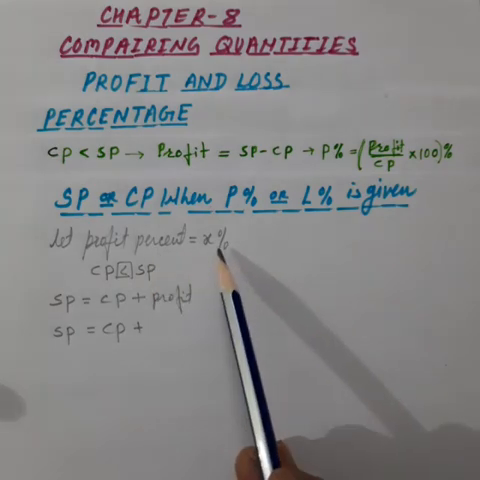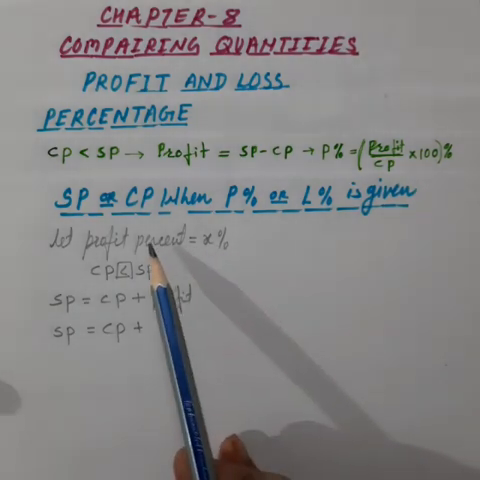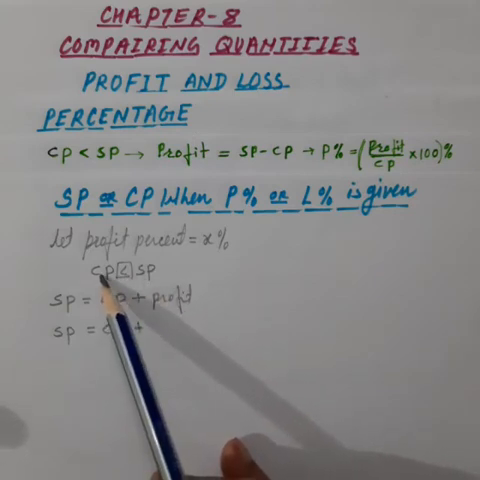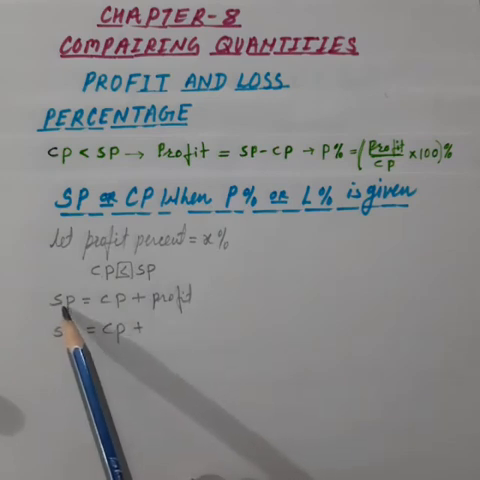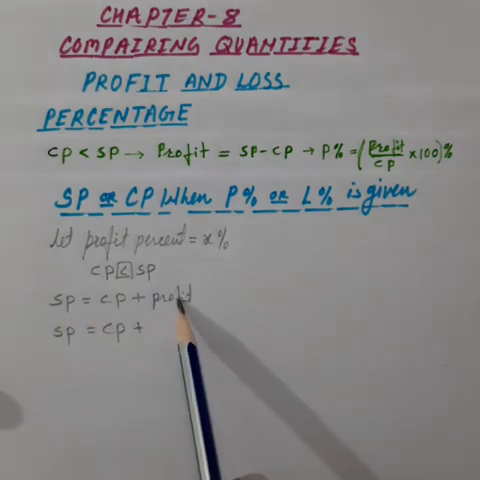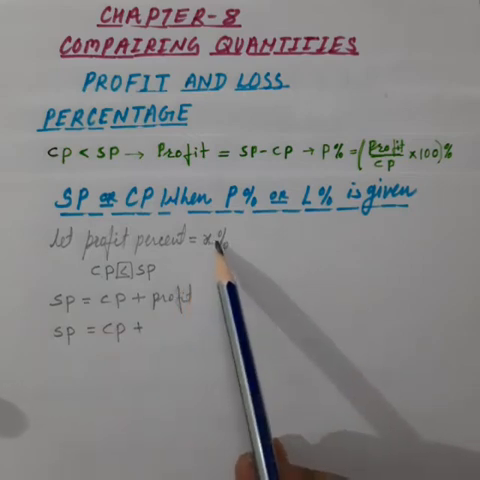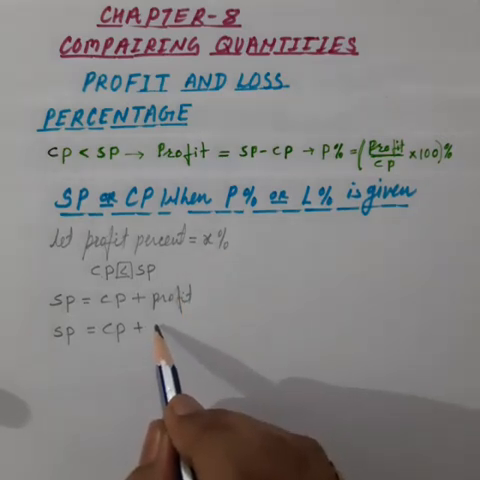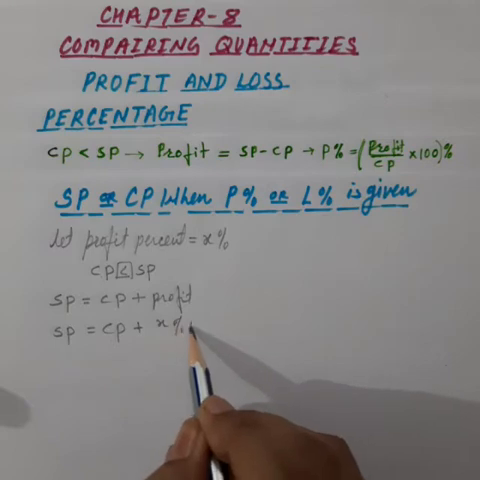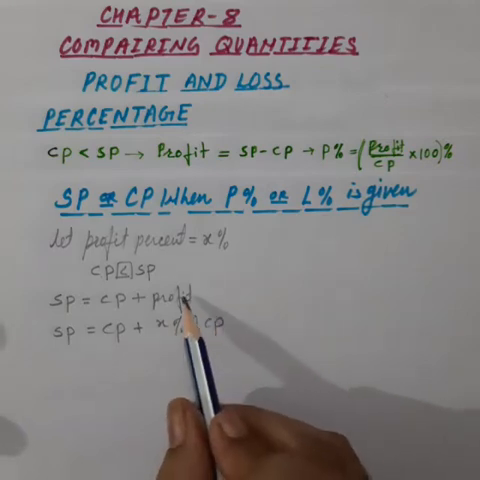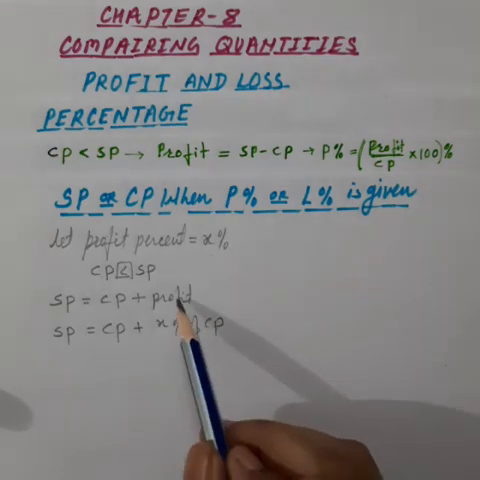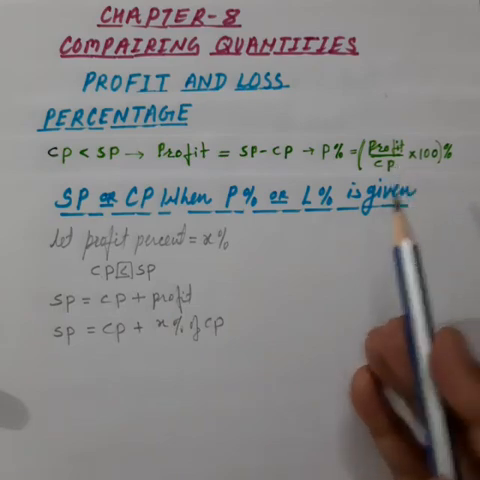Let the profit percent be X%. When selling price is greater than cost price, there is profit. So to find the selling price, we have to add profit to the cost price. But here profit is not given. Profit percent is given. So to find profit, we have to calculate X% of cost price. Profit is X% of cost price. Always profit percent is calculated on cost price.